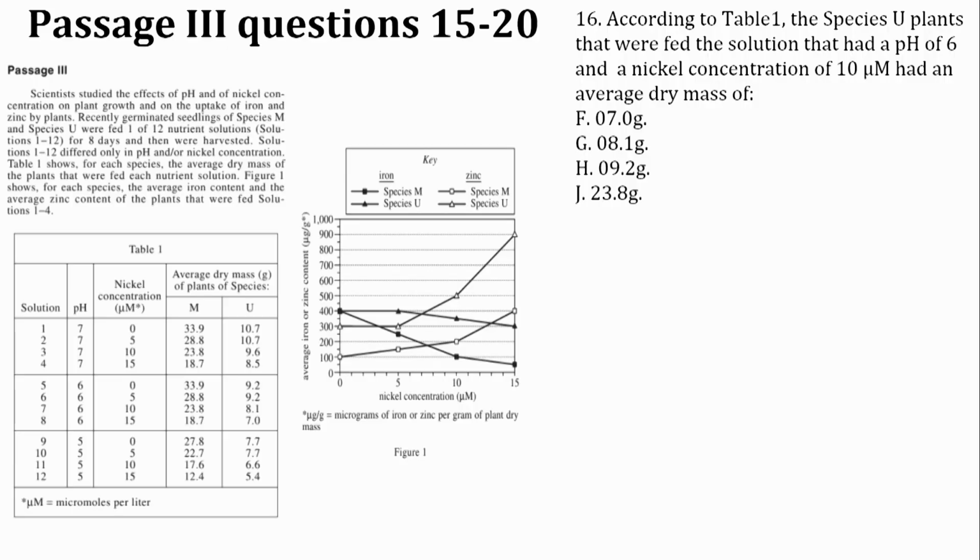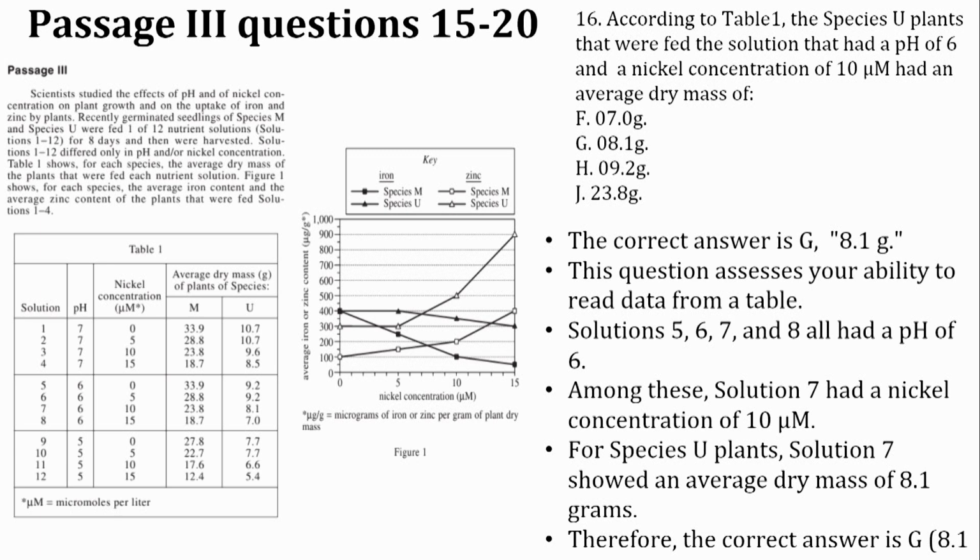This is 16. 16 reads, according to table 1, the species U plants that were fed the solution that had a pH of 6 and a nickel concentration of 10 had an average dry mass of. Okay, so this is telling us where to look. It tells us to look in table 1. It's also telling us what to find. It has 2 values that we're looking for. We want to find a pH of 6 and a nickel concentration of 10 micromoles. If we can find that on the table, that's going to be our correct answer. The correct answer here is G, 8.1 grams.